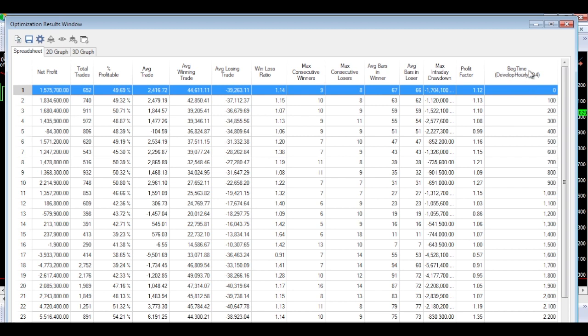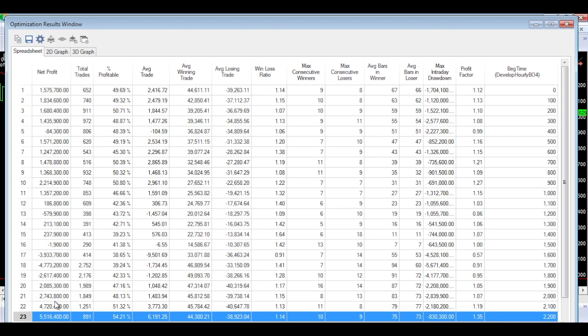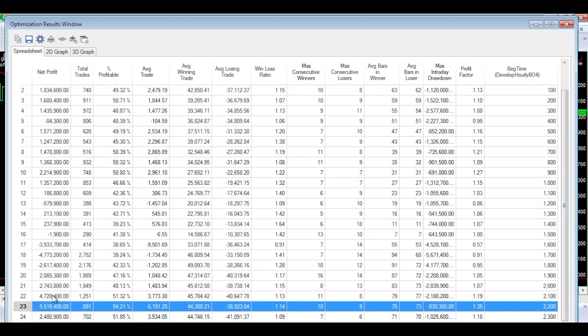On the right hand side here we have the beginning time where we start the trade. So we've got 0, so start trading at midnight, end the trading at 1 a.m. So we've got that hour window, and so on. If we look down the report, I can see the best numbers in terms of net profit around here, let's just bring that down, 2200, 2100.